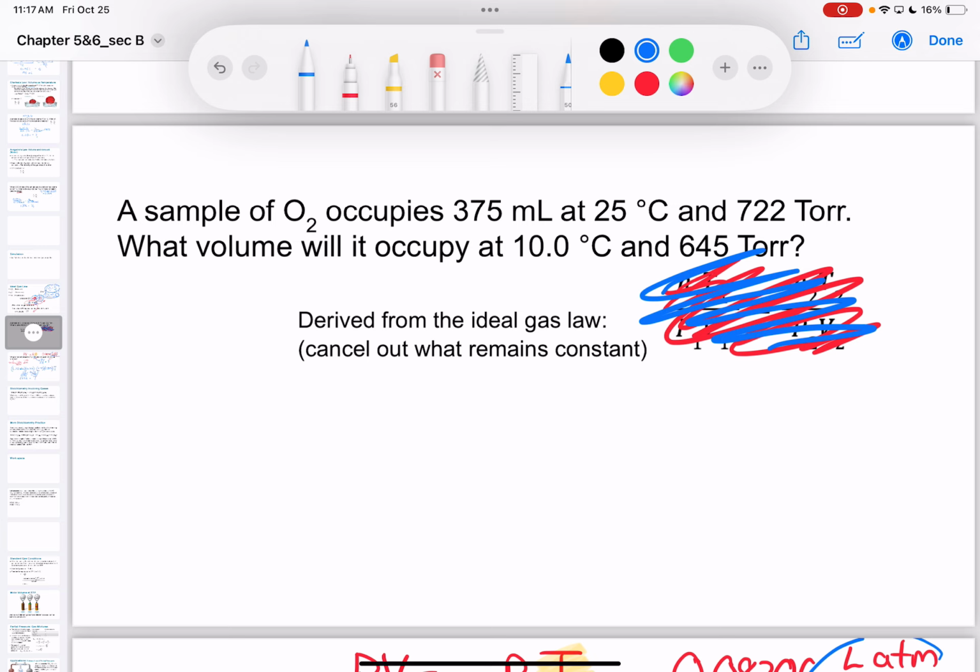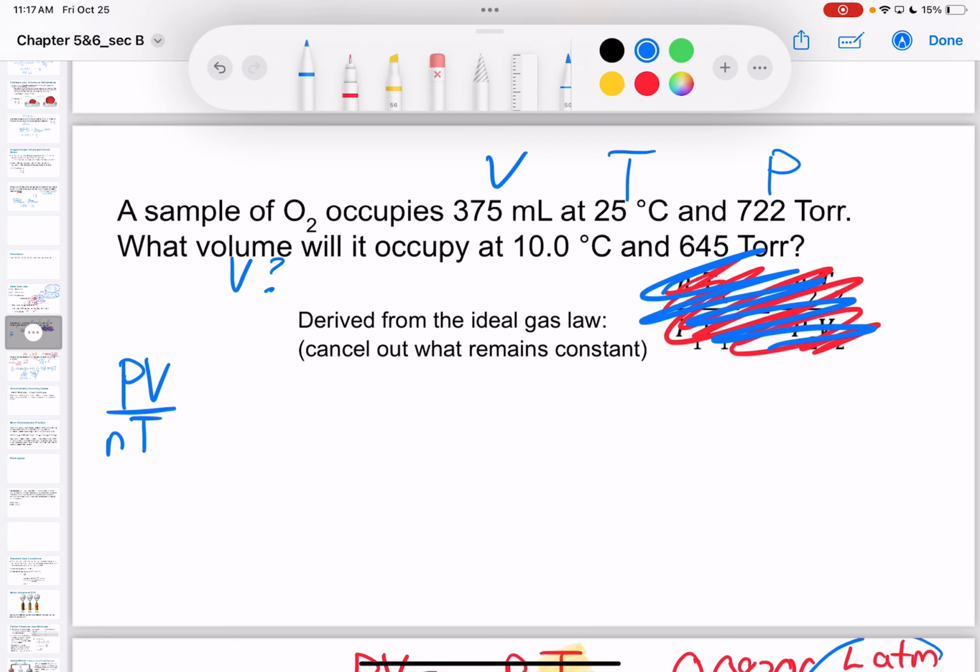So the way we just rewrote it was PV over NT, right? So I look at this. A sample of O2 occupies 375 mL, so there's a volume, 25 degrees C, a temperature, 722 torr, that's a pressure. Okay, it's giving me more volumes, temperatures, and pressures, right? That's how I know that I need to set up one of these equations as like a 1 and 2.